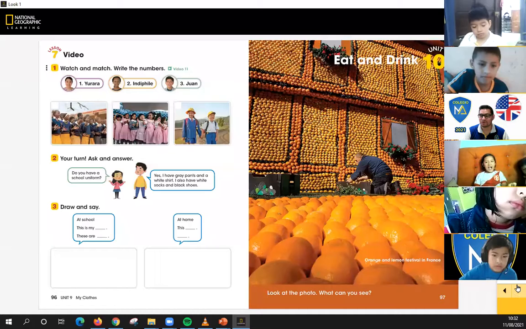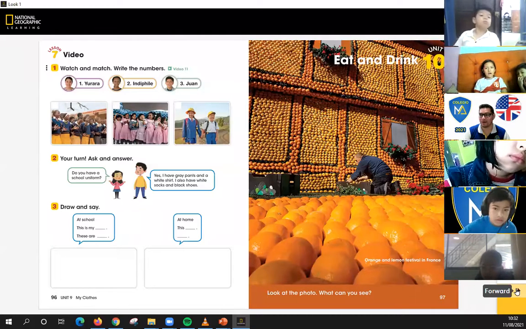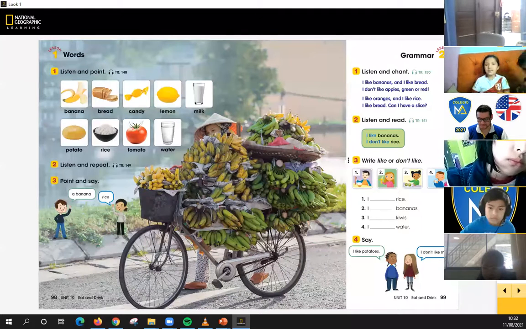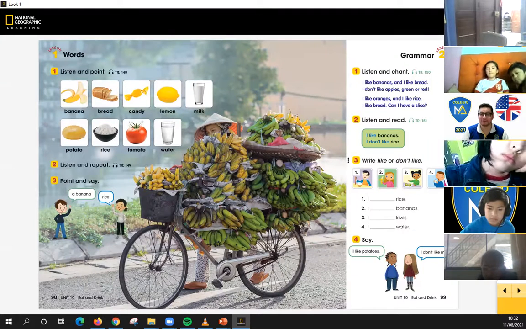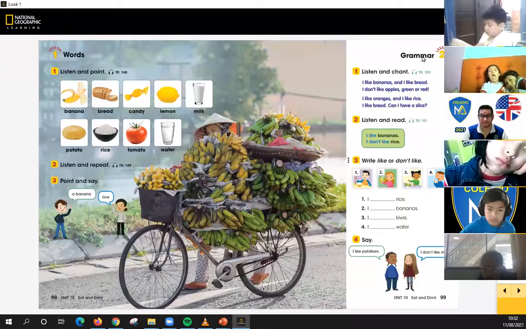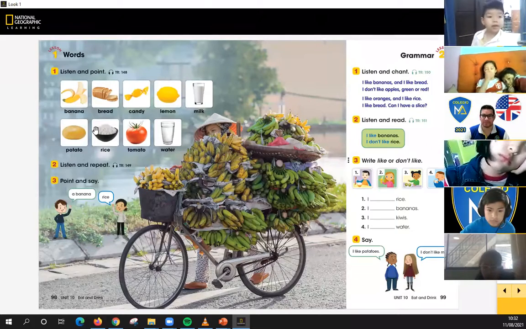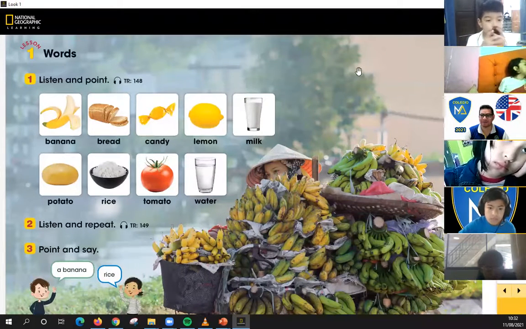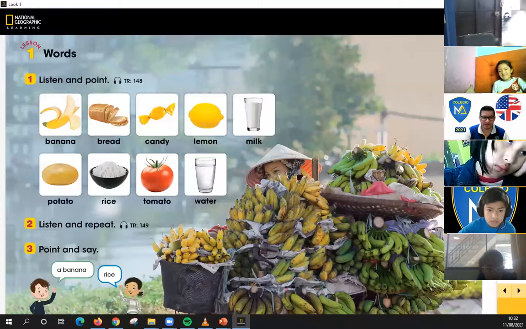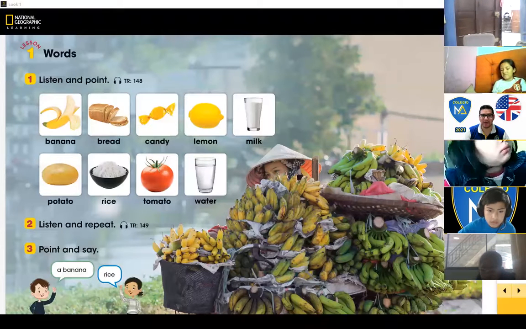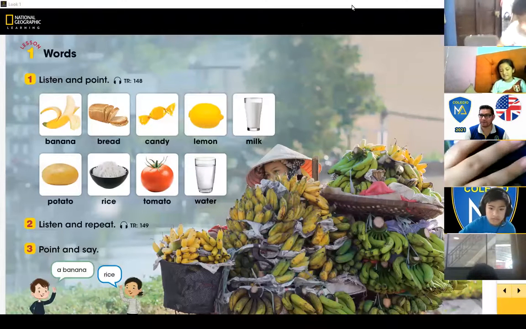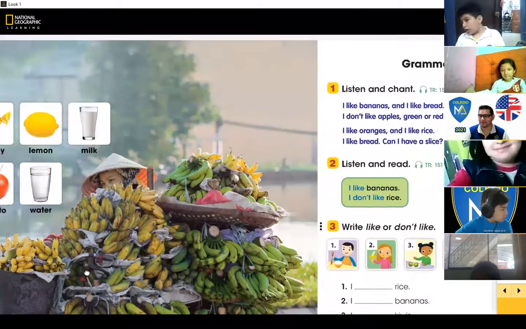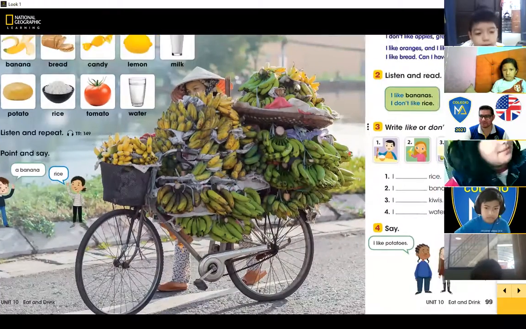Eat and drink. We're talking about some topics about food. Let's remember the previous lesson, we were learning about the activities, right? We were learning some new vocabulary about food. For example, you have bread, banana, candy, lemon, milk, potato, rice, tomato, and water. Yes, right? We have here those new vocabulary words.